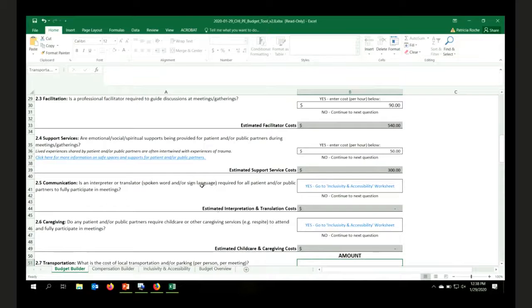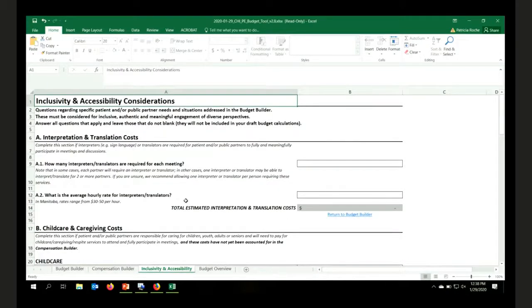So now we get into communication, and it asks us, do we need an interpreter or a translator? Yes. Again, we can use the hyperlink to go over to the inclusivity sheet. They've told us that one translator is okay for both women, Cree translator, just to make things easier so they can fully and meaningfully participate, right? And the rate for the interpreters is $35 an hour.